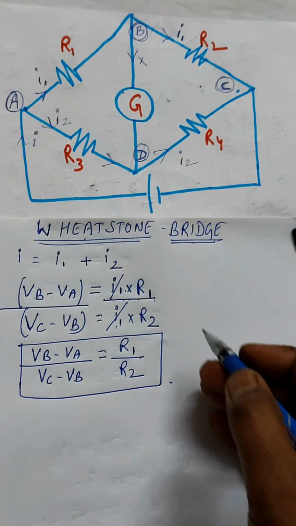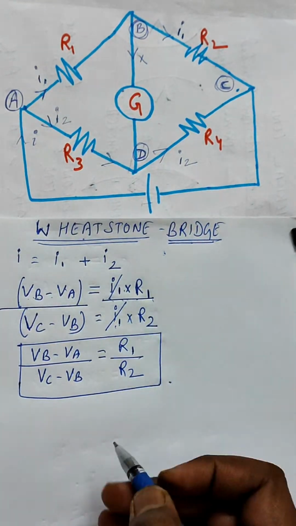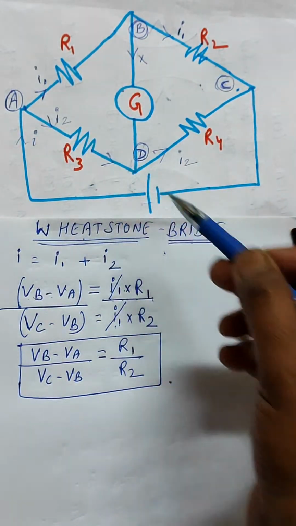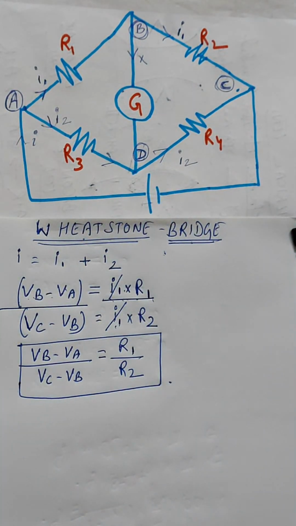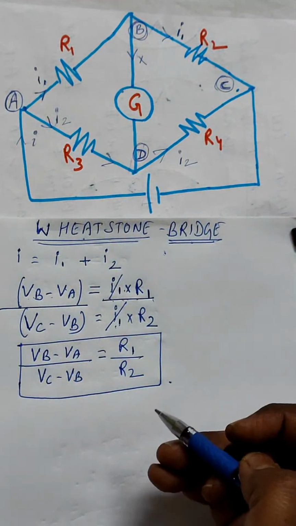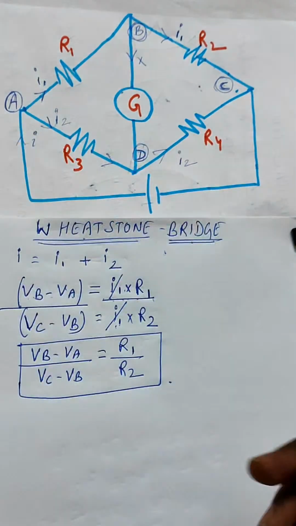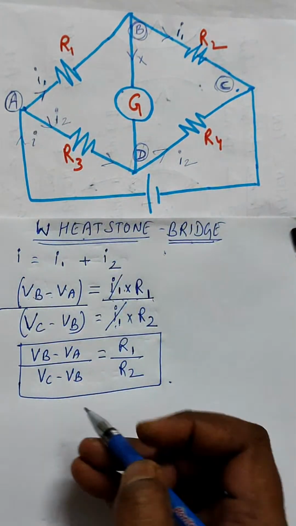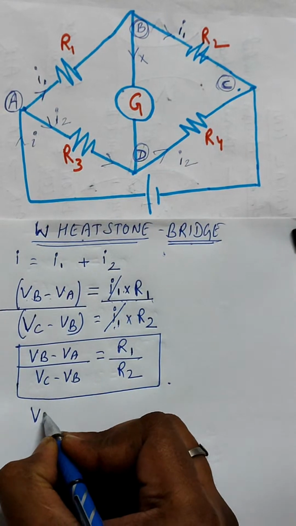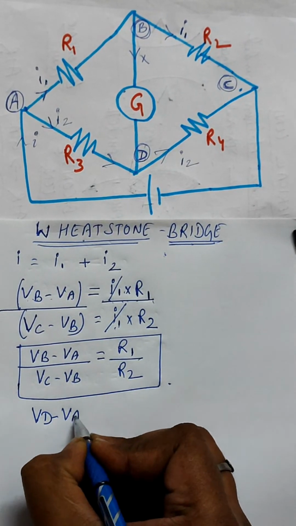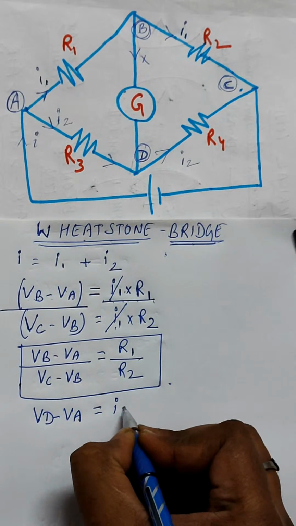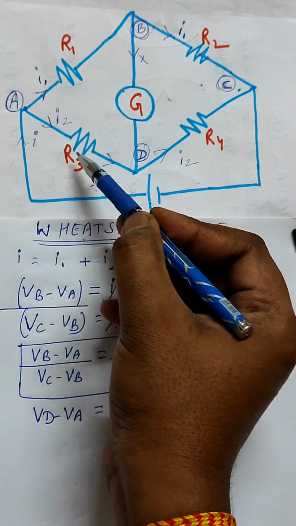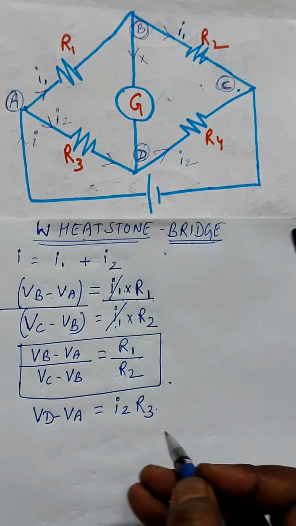Now, similarly, for the I2 current which is coming into the lower branch and passing through R3, what we can say is the potential difference across this branch, that is VD minus VA, is equal to I2 into R3. I2 is this current and R3 is this resistance.